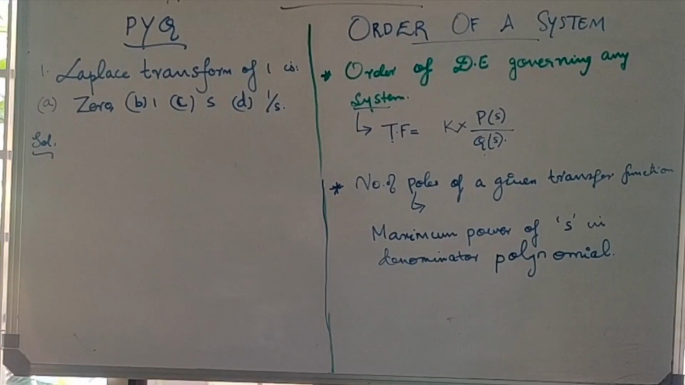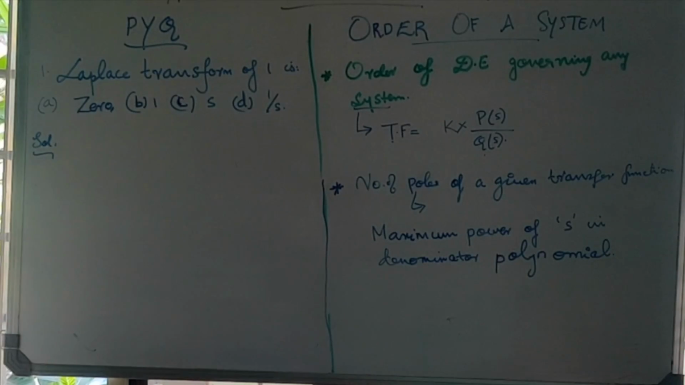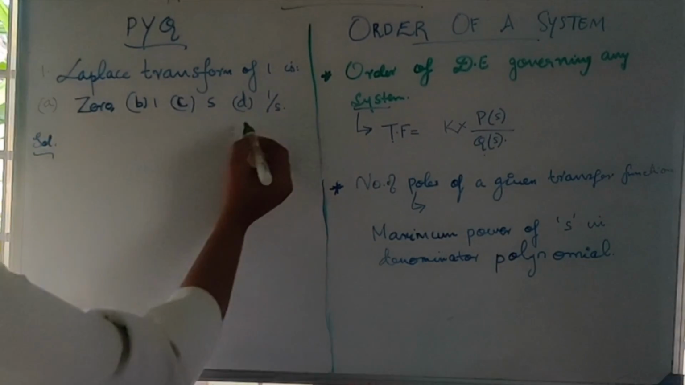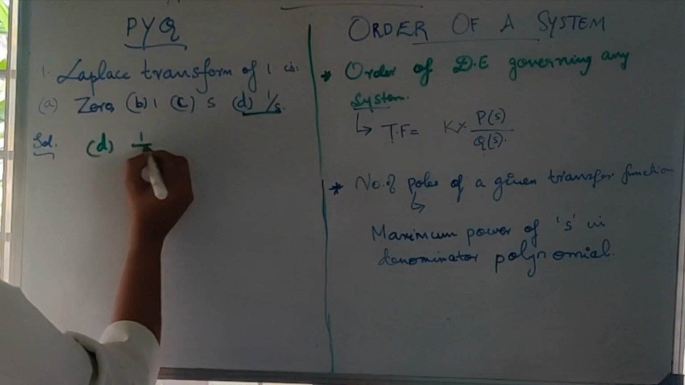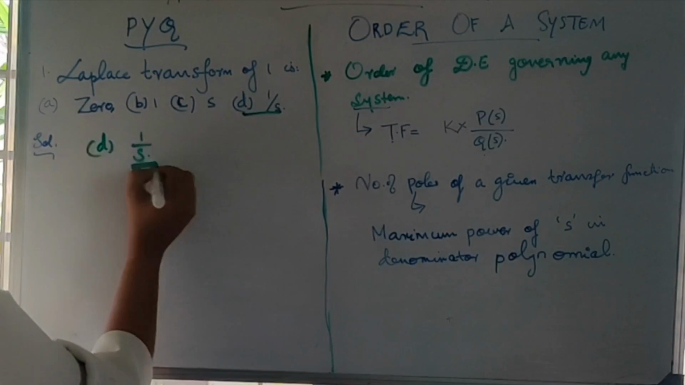So now let us see some previous year questions based on the topics we have learned so far. The first one: Laplace transform of 1 is. We know the Laplace transform of 1 is 1 by s. So D, 1 by s, is the answer.